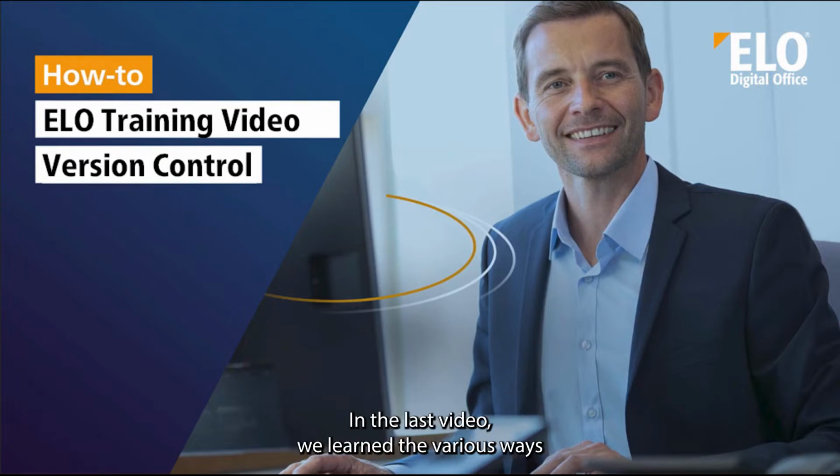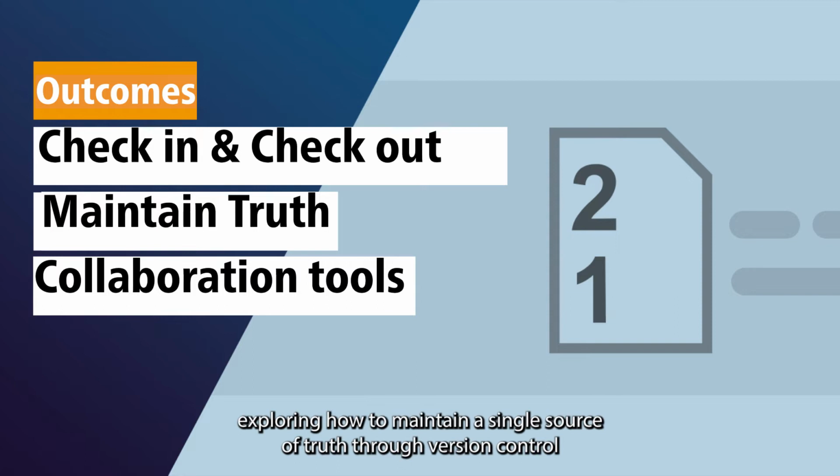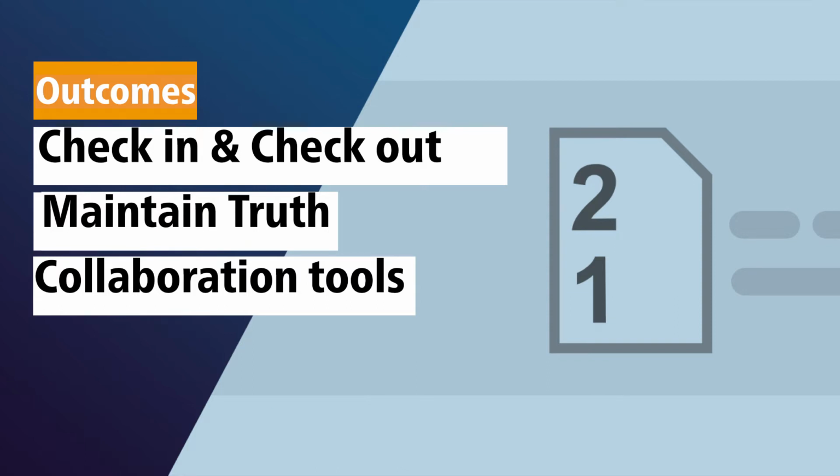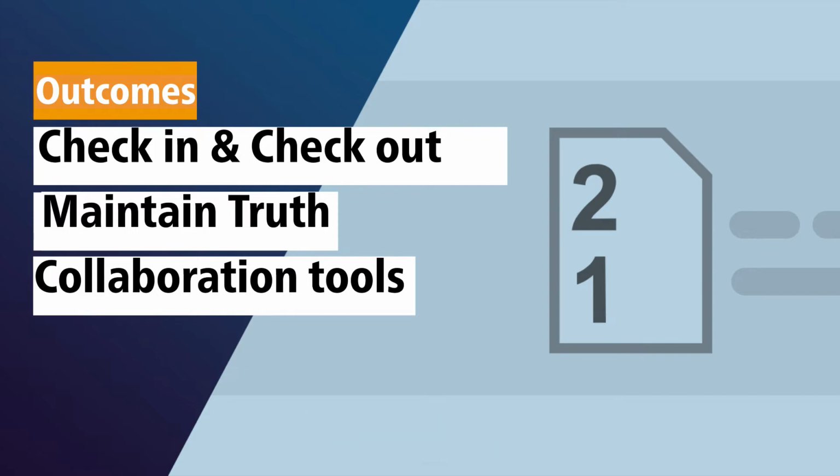In the last video, we learned the various ways we can file a document to ELO. In this video, we will be exploring ELO's collaboration and version control functionality. We will be discussing checking out and checking in different documents, exploring how to maintain a single source of truth through version control, and the different collaboration tools available to the user.